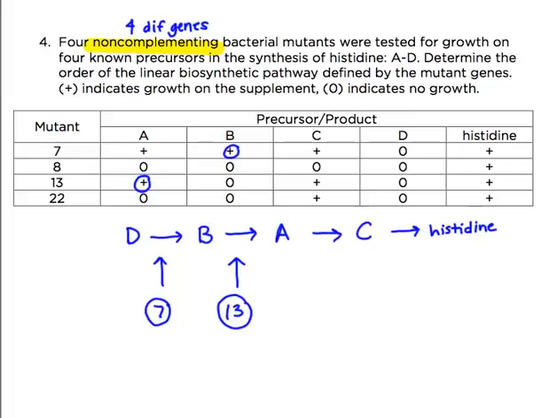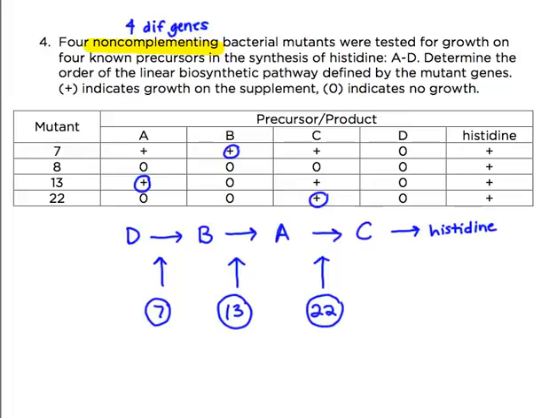Now let's look for C. We know already that 7 and 13 can grow because it's after their mutation, but 22 here can also grow if given C, which means that it must be mutated in this gene product. So we're going to label that 22. And again, if it's given anything past its mutation, so C or histidine, it can grow. But if it's given anything before, D, B, or A, it can't grow, and that's because it gets stuck at that A precursor.